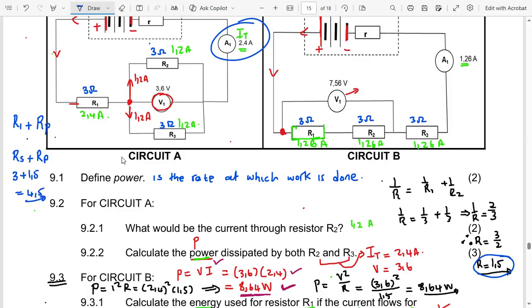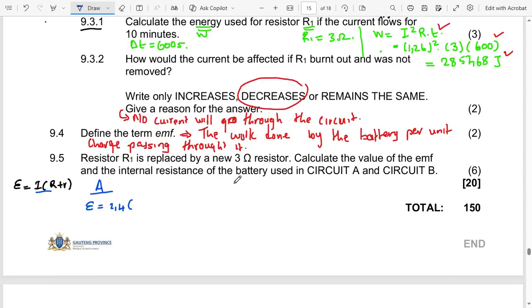So the total resistance for A is 4.5. Remember, this R is your R total, so this will be 4.5. Okay, we take that 4.5 and add it with small r. Then I'm going to equate and say this is my equation 1.